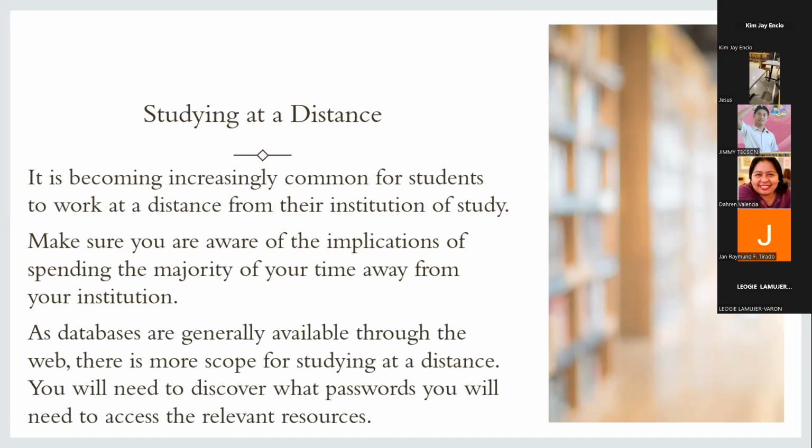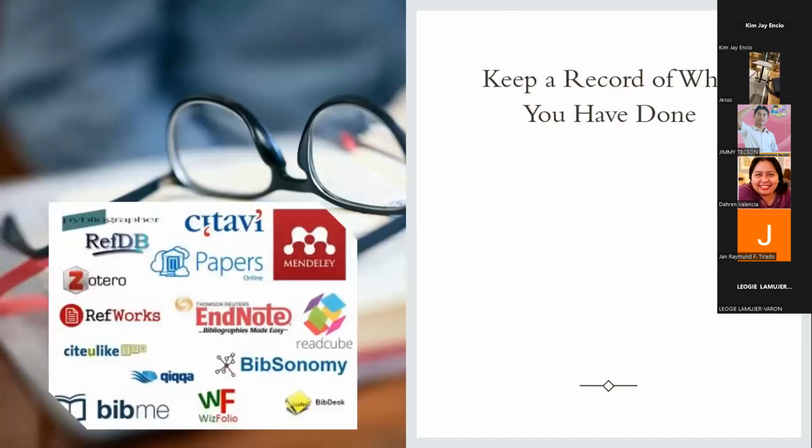Yeah, that's a good thing. And you will need to discover what keywords to use. I think that's why earlier, the terminologies or the terms would matter when you're trying to search a database. And also, we have to keep track of citations and references.